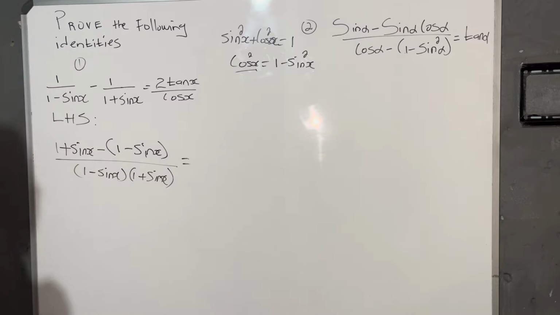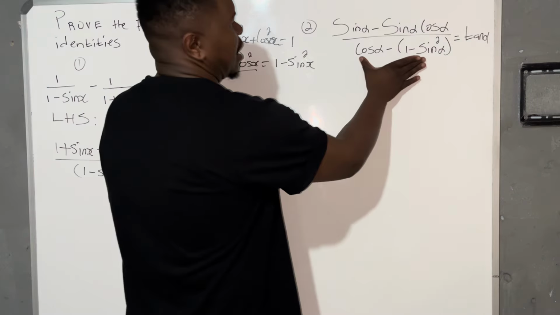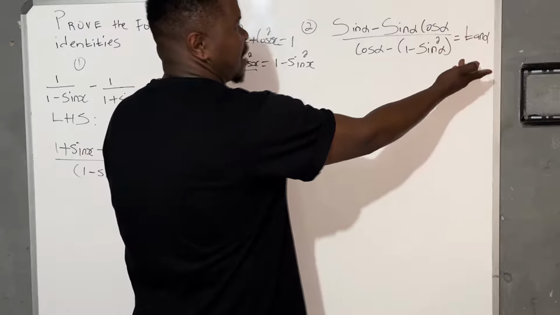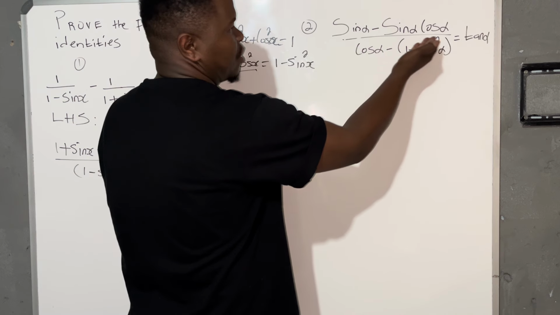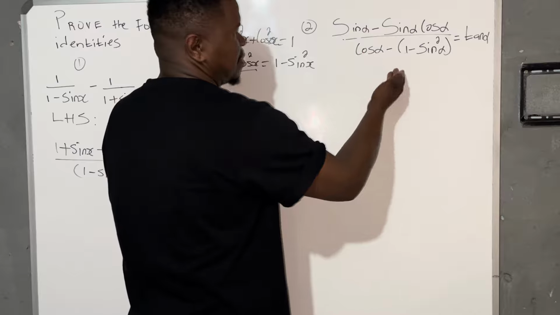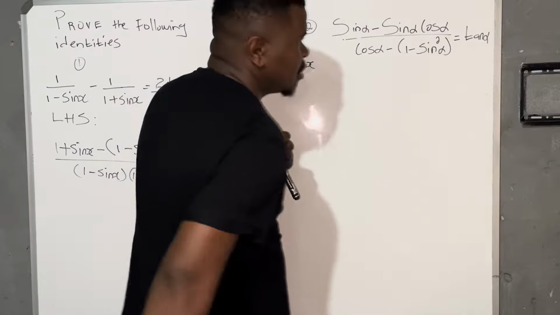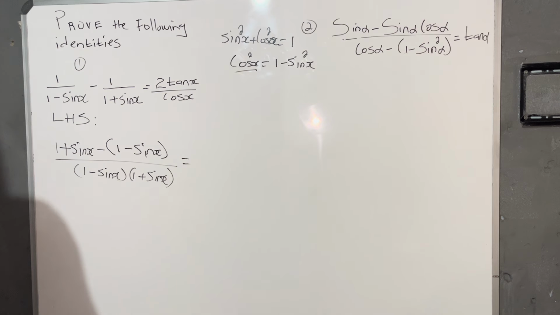All right, now let's do this one. We are working on our left hand side to be equal to the right hand side, which is tan alpha. Sin alpha minus tan alpha cos alpha all over cos alpha minus 1 minus sin squared alpha should be equivalent to tan alpha. So basically, prove that left hand side equals right hand side.